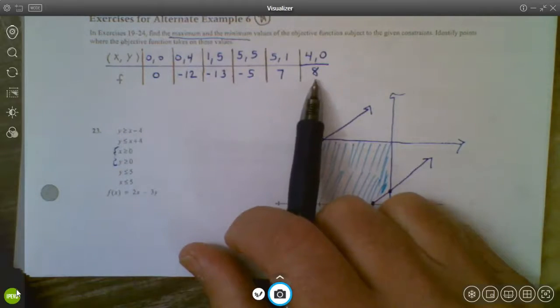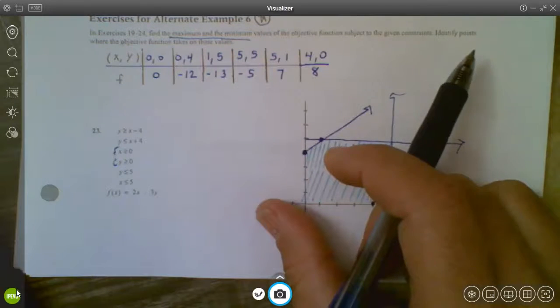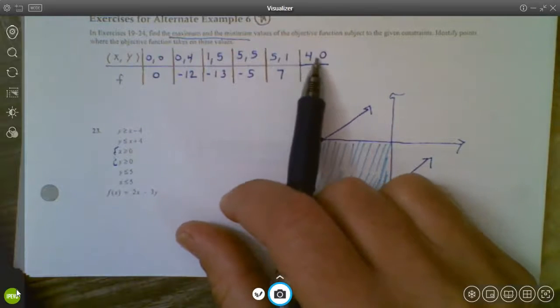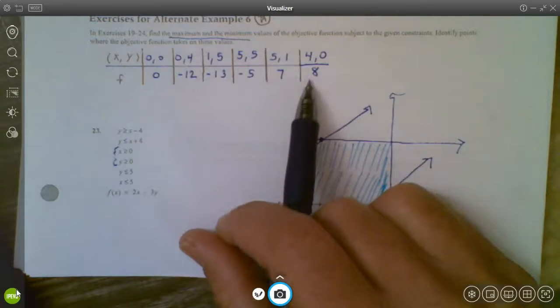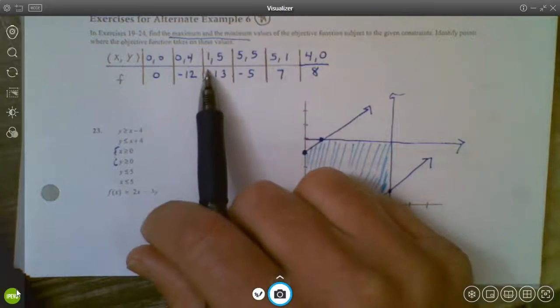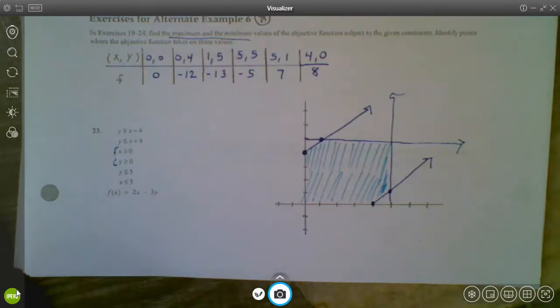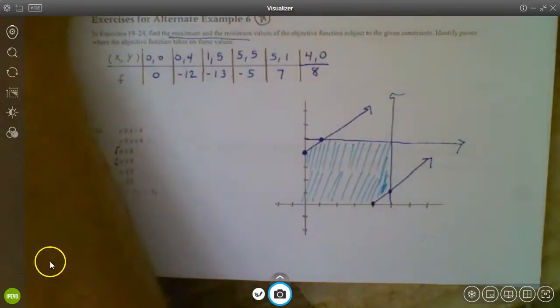It does say to identify the points where that takes on those values. So again, I would identify 4, 0 as the point that produces a maximum of 8, and 1, 5 is the point that produces a minimum of -13. So not too bad on those.